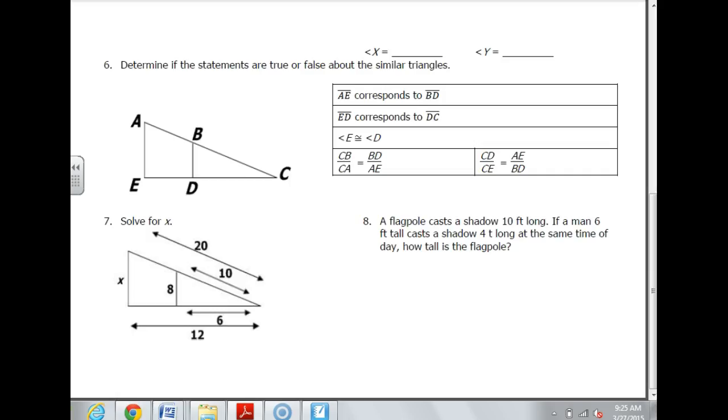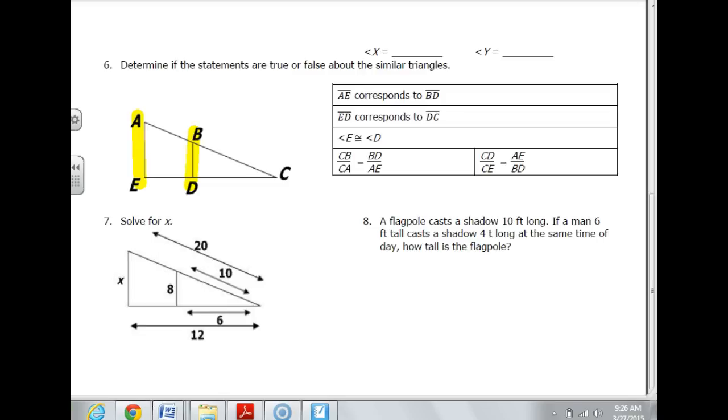All right, so now we're almost done with this paper. Okay, number 6 says determine if the statements are true or false about the similar triangles. So again, I suggest using 2 different colors or multiple colors and really thinking about what it's saying. So this says line segment AE, which is right here, corresponds to BD, which is right there. So yeah, those two are in the same spots.